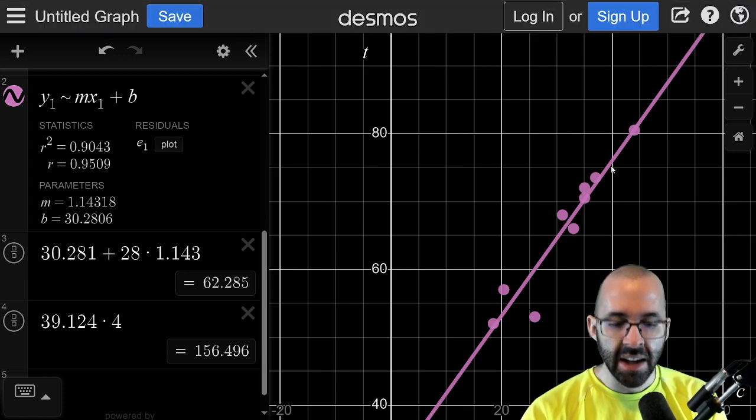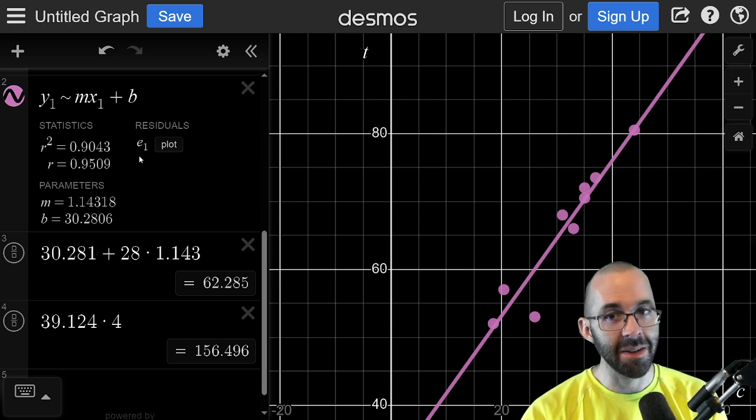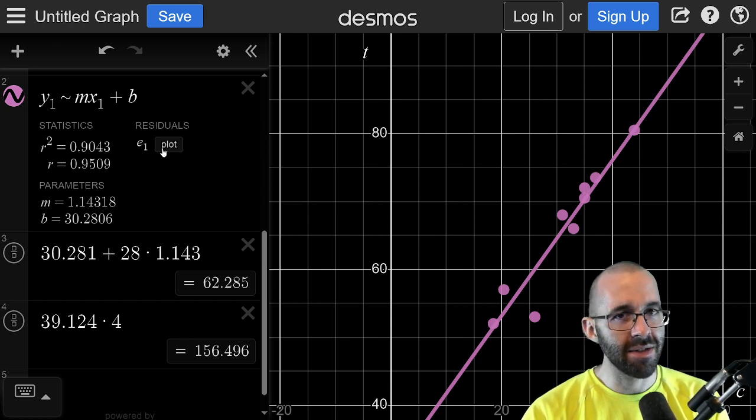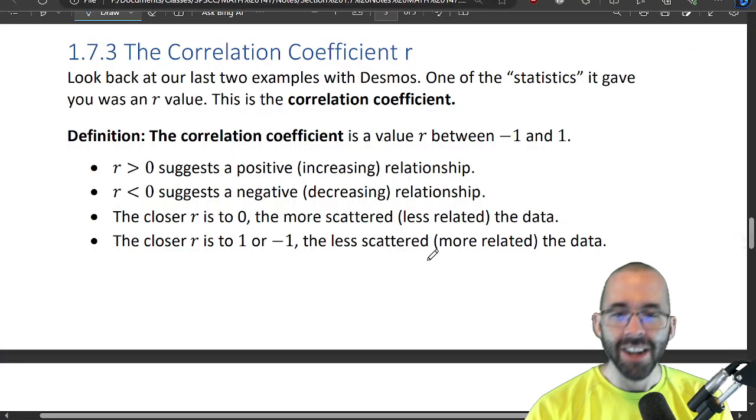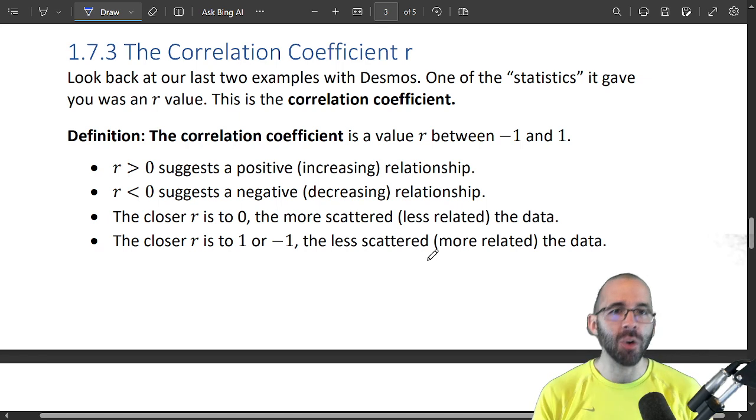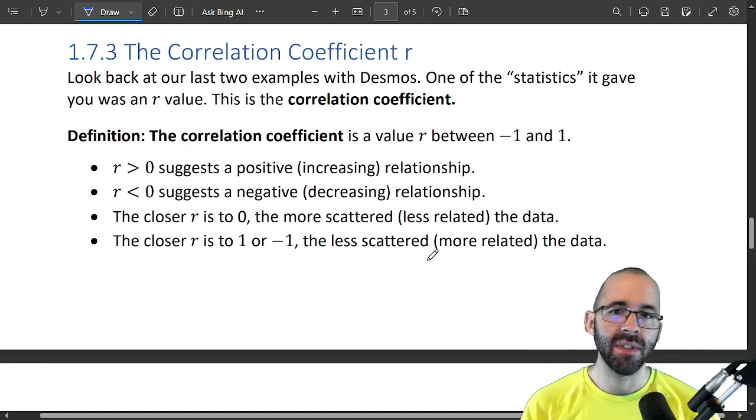Looking at this other one, it still fits it really well. It's not as perfect as the last example, but it still fits it really well. And our R value is 0.95. It's also really close to the same thing. They're both positive too. That has something to do with it. So let's get into what that correlation coefficient is. What does that R value actually talk about?